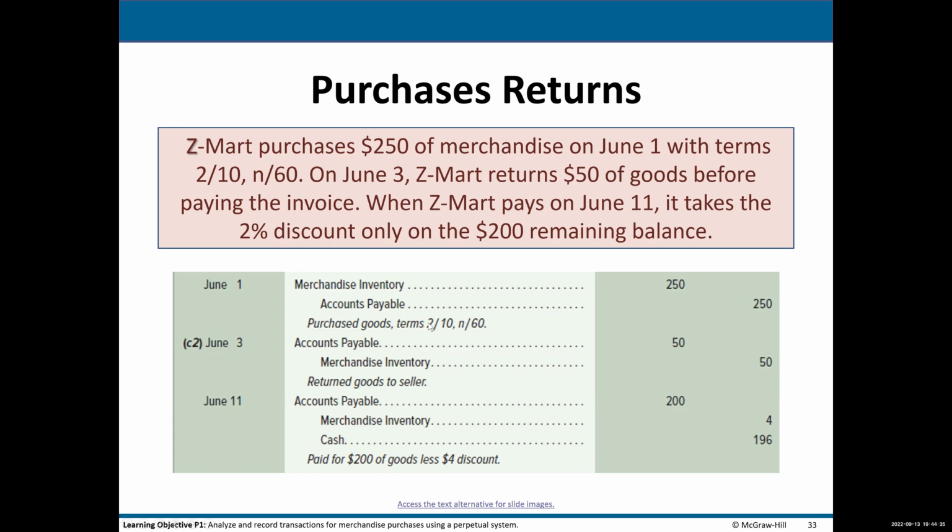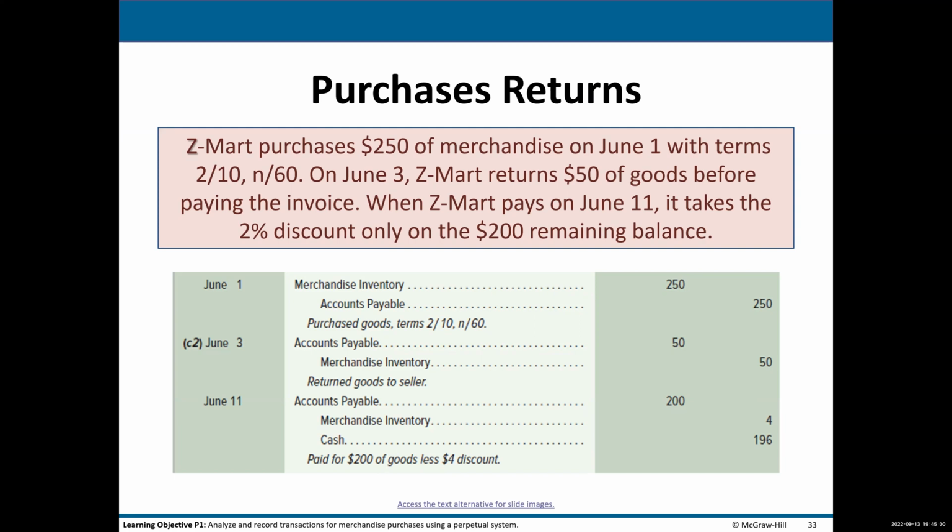So we're going to be able to take the 2% off. Well, what's 2% of $200? It's 4, right? So we're going to reduce our merchandise inventory by 4. So how much do we have to pay? Well, plug and chug. 200 minus 4 will give us our cash that we have to pay of 196.